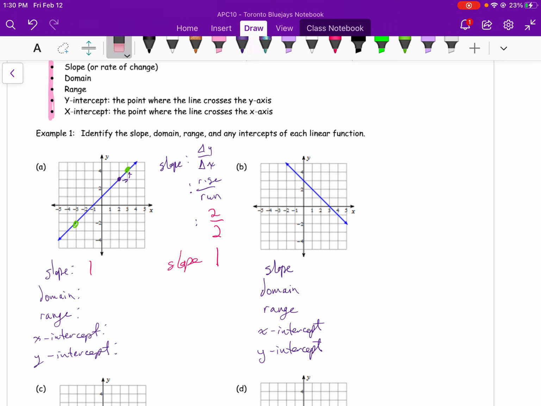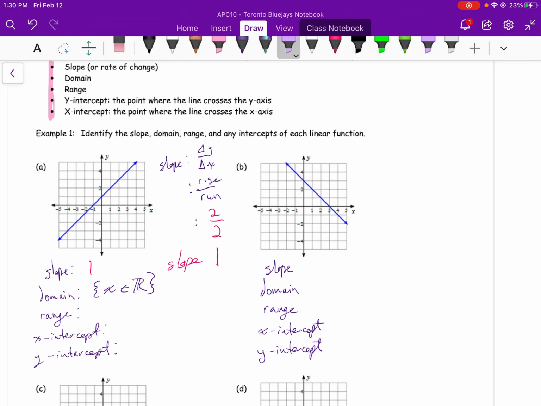The domain for this linear function, now note how there's arrows at the end. So this means that the graph goes on forever towards the left and towards the right. So my domain really is x is an element of the reals. My range. Now what is my range?